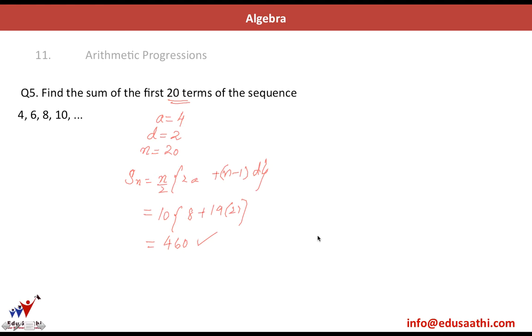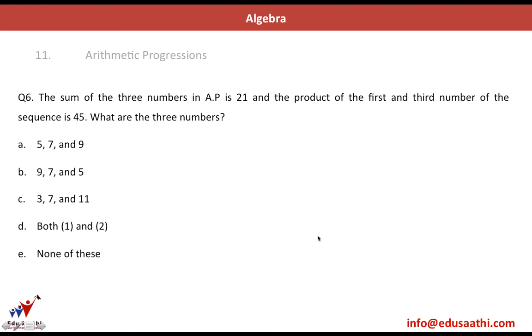Let's look at another question. The question is: the sum of 3 numbers in AP is 21. So it is given to you that there are 3 numbers in AP. Now, whenever you have to select 3 numbers in AP, I would suggest you use the numbers like this.